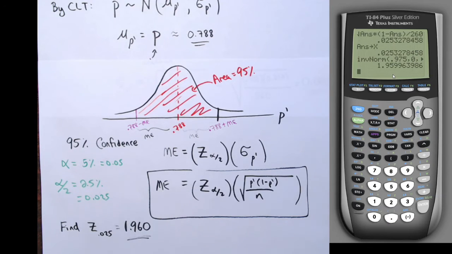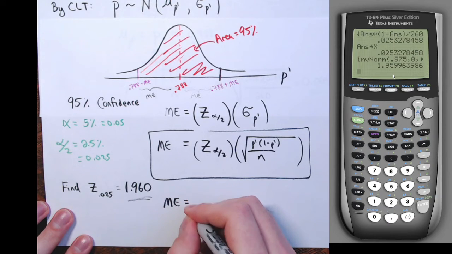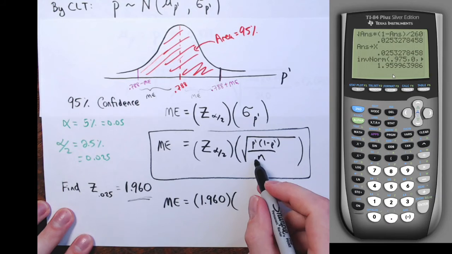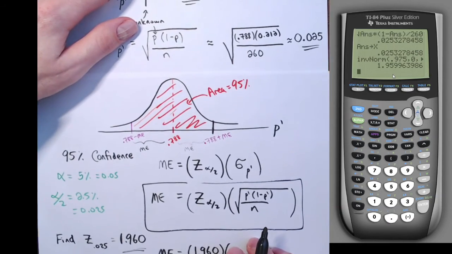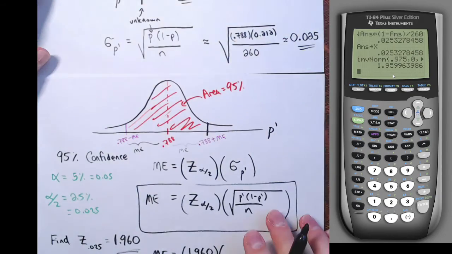All right, so now I can find this margin of error. The margin of error for my confidence interval is going to be 1.960 times this standard deviation. Now, we already found that up here. The standard deviation of the p primes of these sample proportions was about 0.025.